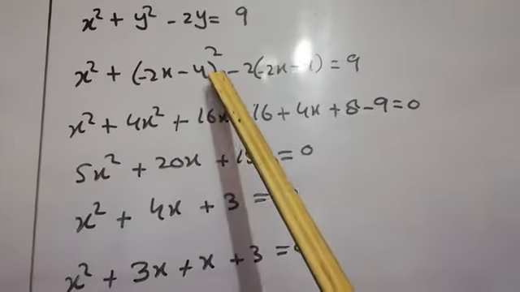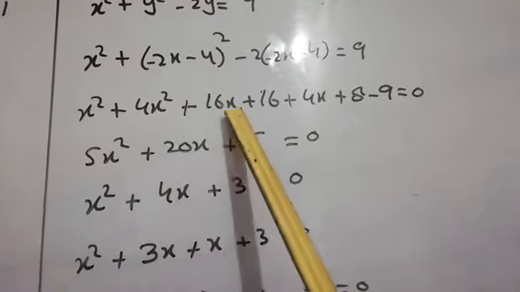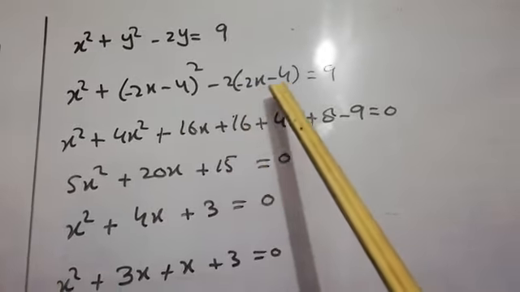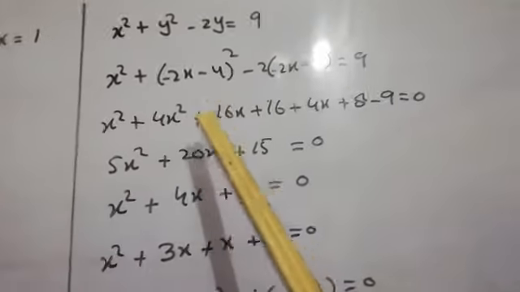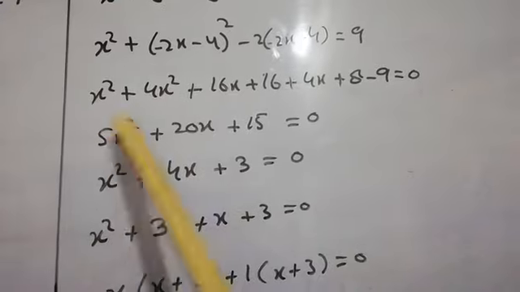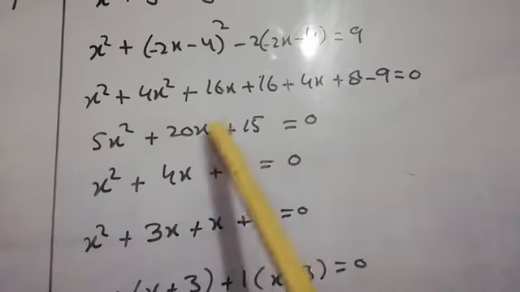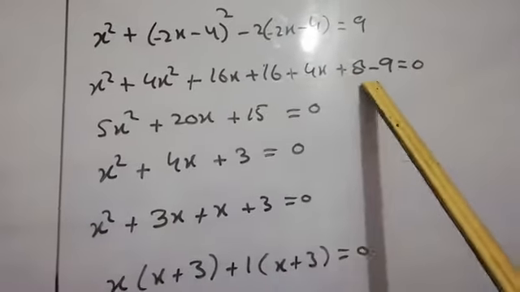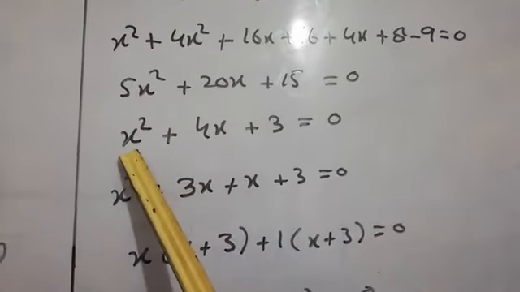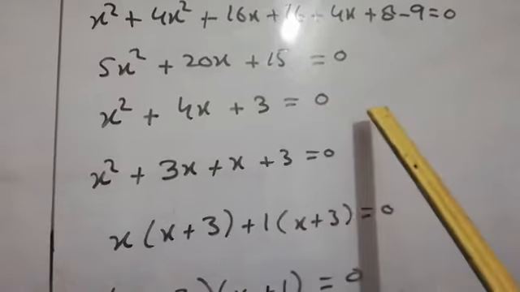We will solve the bracket by using the formula a square plus b square plus 2ab, and we will multiply this 2 by each term inside the bracket. And after that we will combine the values. x square plus 4x square is equals to 5x square. 16x plus 4x is 20x. 16 minus 1 is equals to 15. So we will divide the equation by 5 and get x square plus 4x plus 3 is equals to 0.